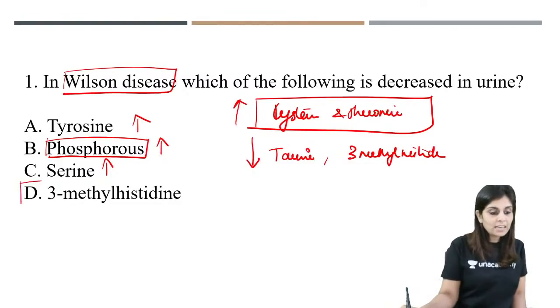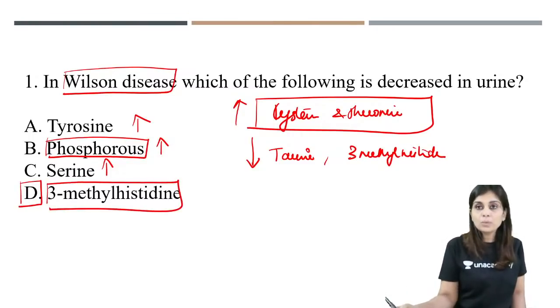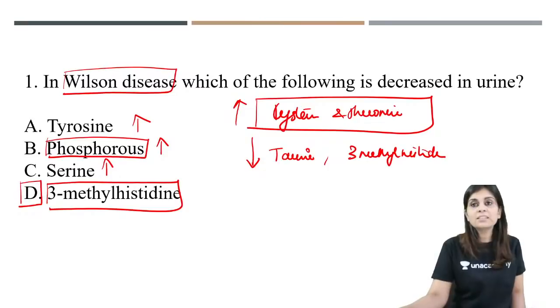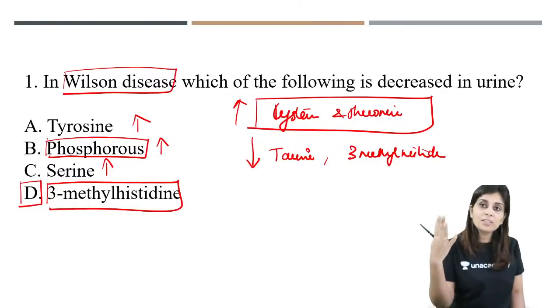Okay, so what is the answer for this question? In Wilson's disease, which of the following is decreased in urine? Your answer should be 3-methylhistidine. Otherwise, I want you to know that Wilson's disease is a form of Fanconi syndrome. So glucose, phosphate, bicarbonate, amino acid, all these levels will be elevated in urine.